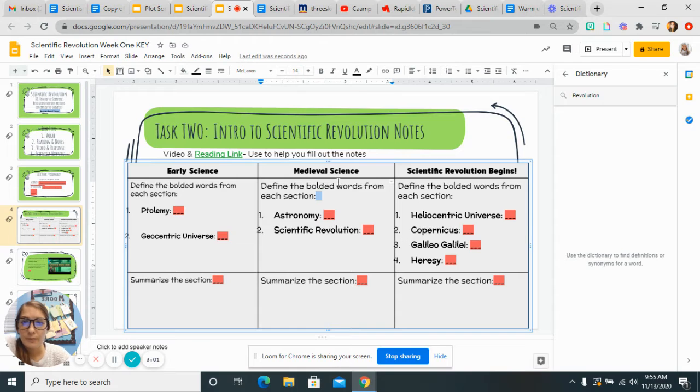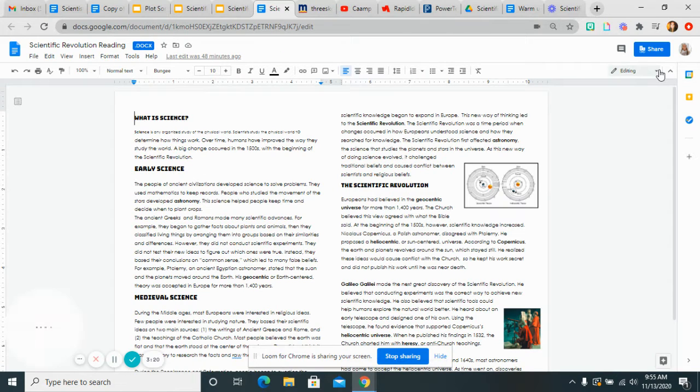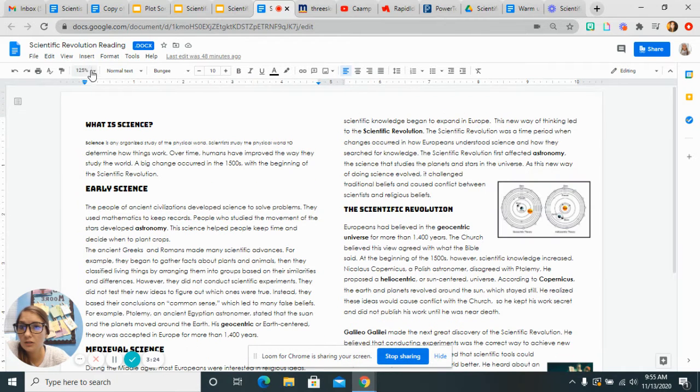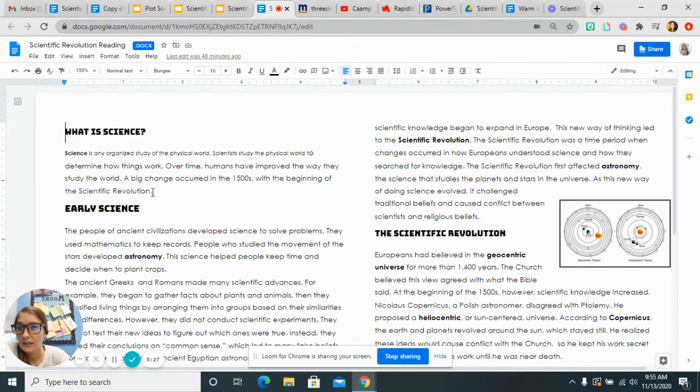We're going to do the same for medieval science. It wants us to define astronomy and scientific revolution and then summarize that section. For scientific revolution begins, we've got 4 terms: heliocentric universe, Copernicus, Galileo Galilei, heresy, and then we're going to summarize that section. So let's get to reading. I'm going to make this larger so that I can see it.